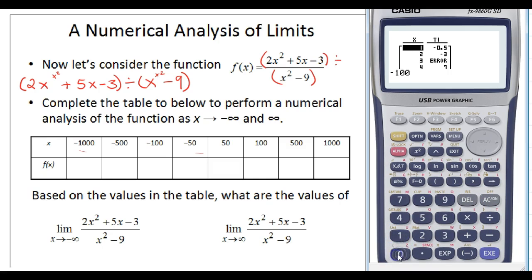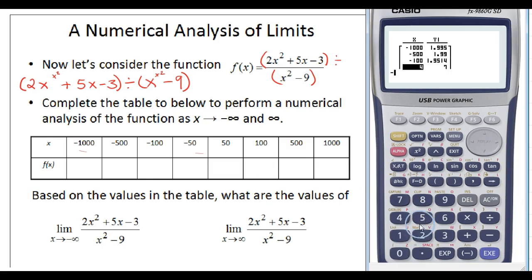Negative 1,000. And it gives me the value. Go down to the next one and input negative 500. And gives me a value. And the next one, negative 100. And so on.